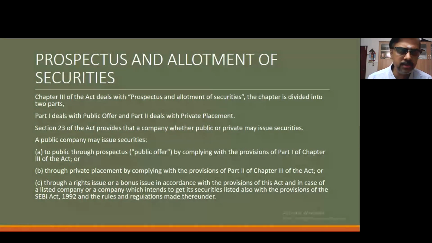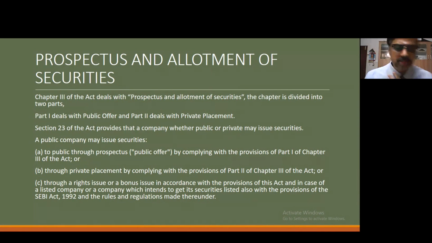Part 1 of this particular Chapter 3 deals with public offer, and Part 2 deals with private placement, as we discussed just now. And Section 23 is the section of the Act which provides that a company can issue securities, and it depends on whether it's a public or a private company. So a public company may issue securities through a document called a prospectus, which is referred to as a public offer, by complying with the provisions of Part 1 of Chapter 3 of this Act.